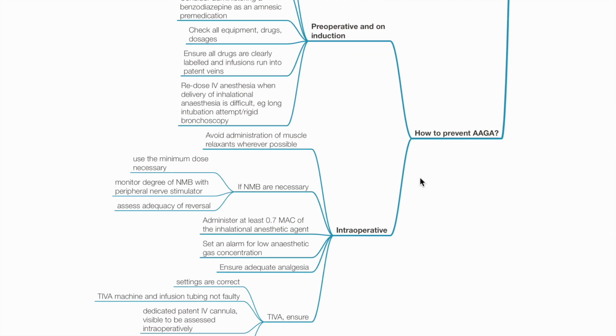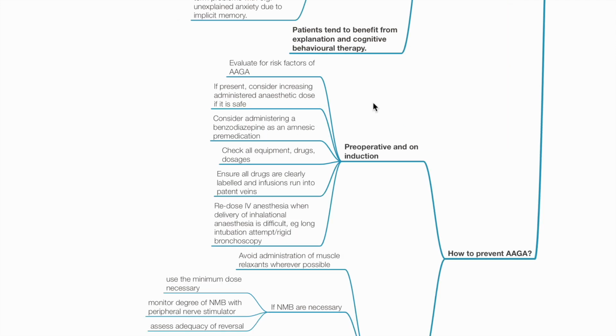What are the methods to prevent accidental awareness during GA? Measures during the pre-operative period and during induction include evaluation for risk factors of AAGA. If present, consider increasing the administered anesthetic dose if it is safe, or regional anesthesia. Consider administering a benzodiazepine as an amnesic pre-medication.